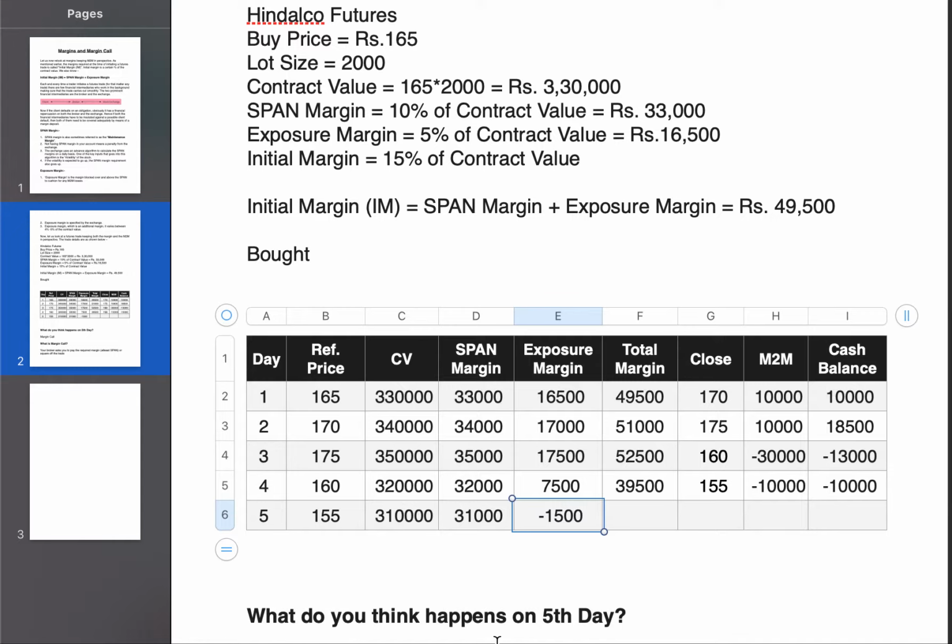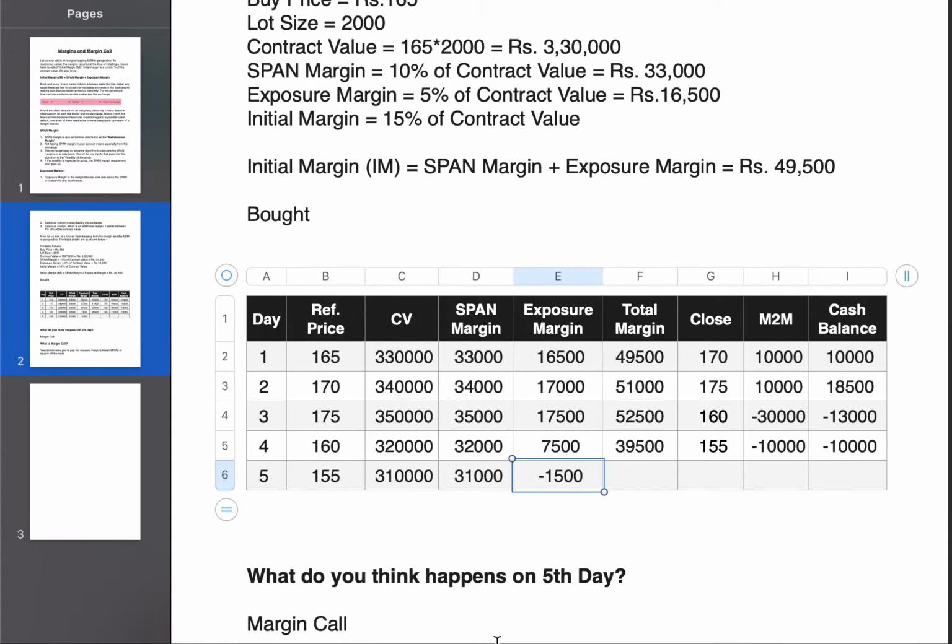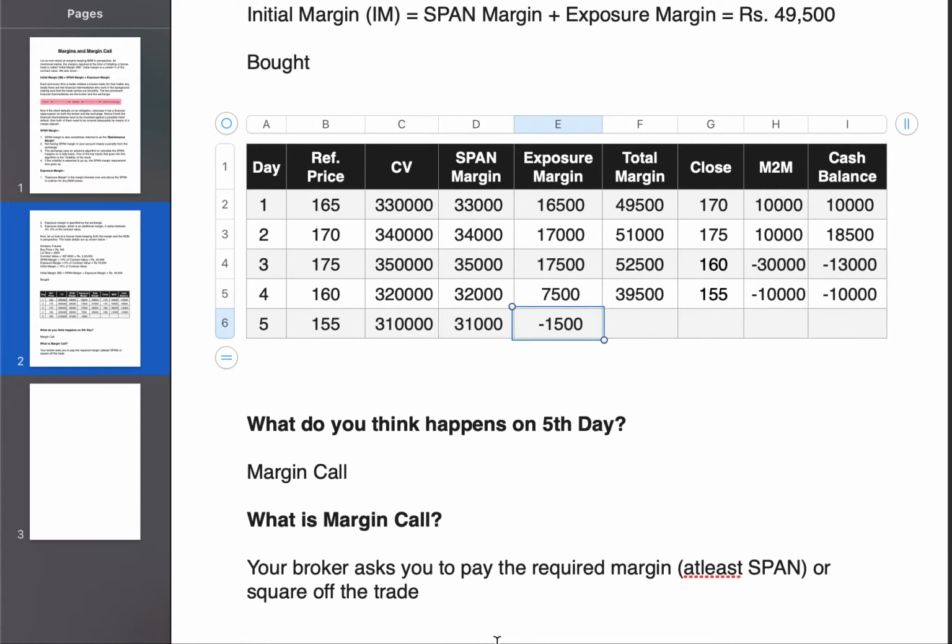So margin call is basically a call from the broker. He says, "Sir, your future position has taken massive losses. Your exposure margin has taken a complete hit, it is in negative, and your span margin is getting affected. So, sir, you got two choices. You're either required to pay the required span margin, which is 1,500 rupees, because 1,500 rupees is the loss." So, he would generally say pay about 10,000 rupees because he'll want some extra money in exposure. Still, he needs a bigger cushion. So, he'll say, sir, pay 10,000 rupees or square off the trade.